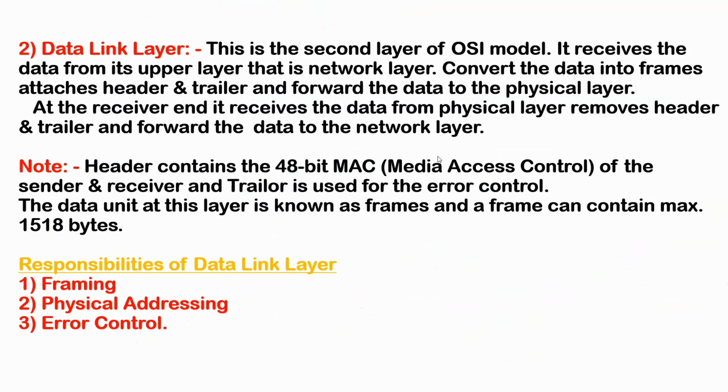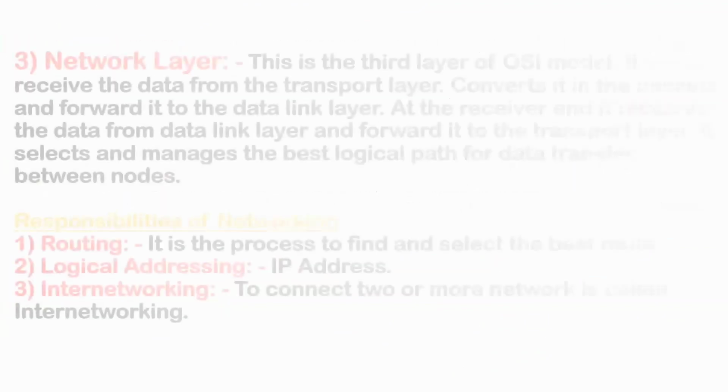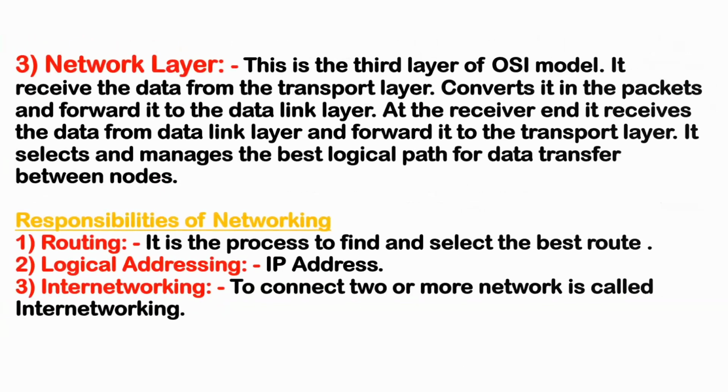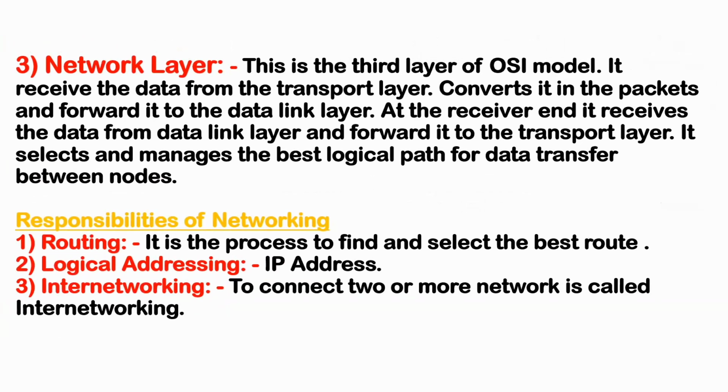Next layer is network layer. So network layer is the third layer of the OSI model. It receives the data from the upper layer, that is transport layer, and converts it into packets, because in transport layer data is in segment form. So this network layer converts these segments into packet format and forwards it. And it receives the data from data link layer and forwards it to the transport layer.